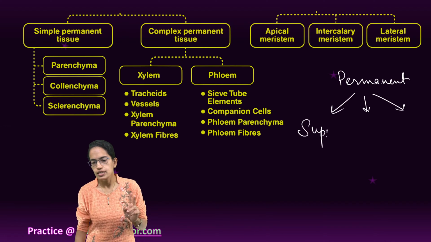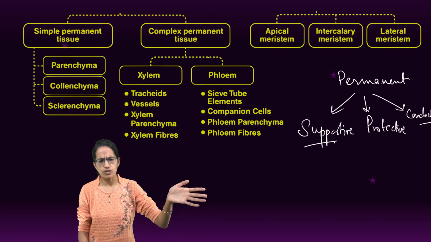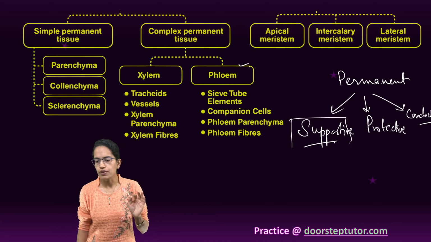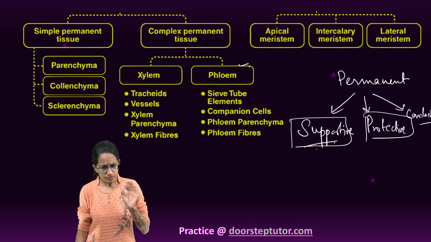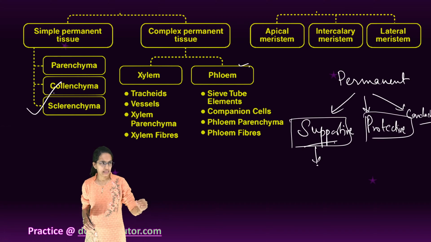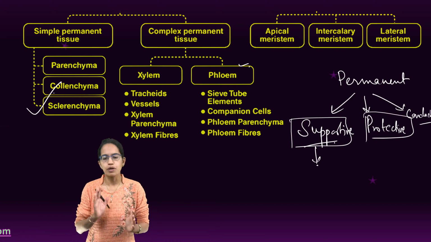One is the supportive simple permanent. The second is the protective simple permanent. And the third is the conducting tissues. Now conducting, which is the part of the complex permanent, so we'll leave it for a while. But under supportive and protective, what are there? Supportive, as we say, parenchyma, collenchyma, sclerenchyma. So they provide support to the plant and they are the supportive permanent tissues.